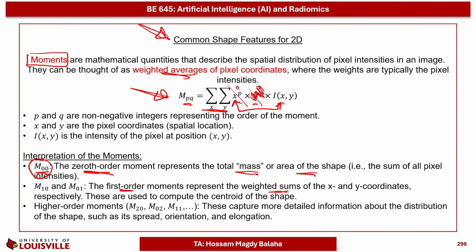And here we use both of them to calculate and compute the centroid of the shape. For higher order moments, you can capture more detailed information about the distribution of the shape, such as the spread, orientation, and elongation. So simply by calculating the different moments, we can use them to calculate the shape features.